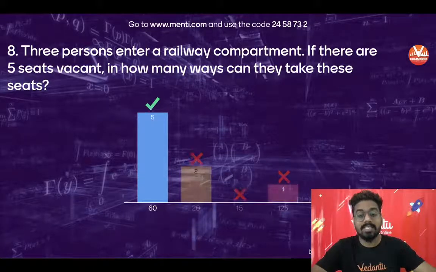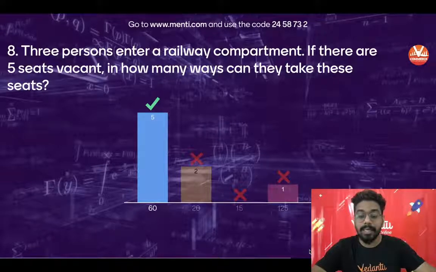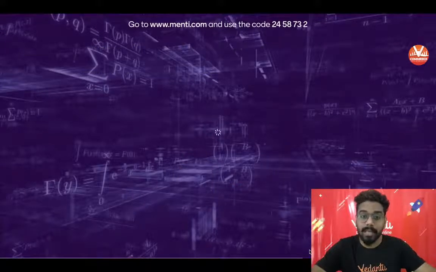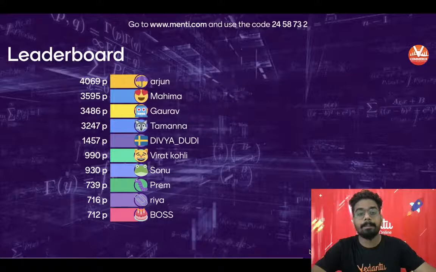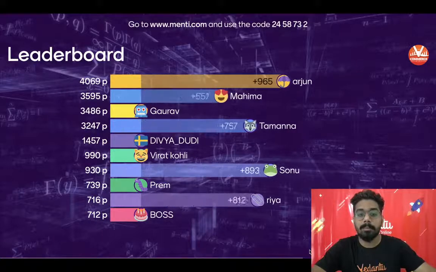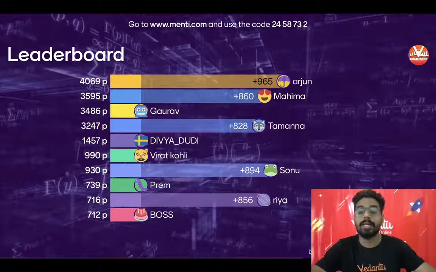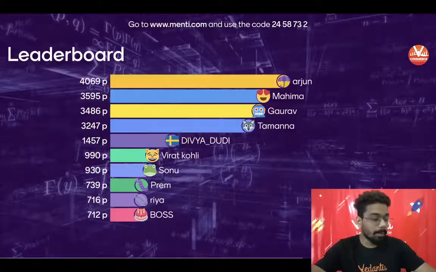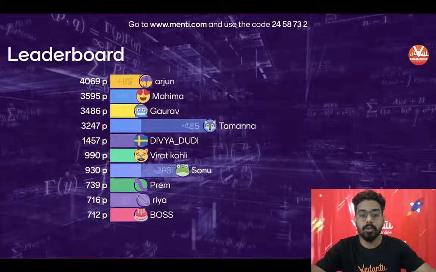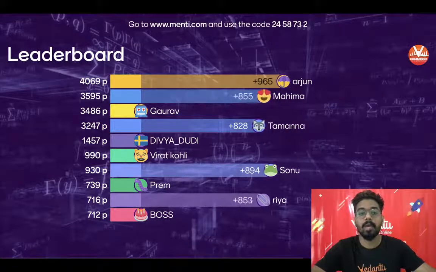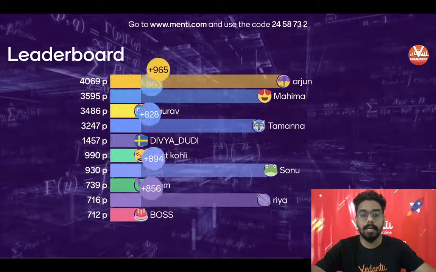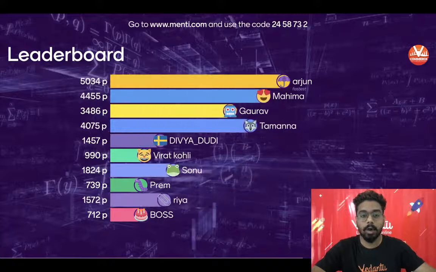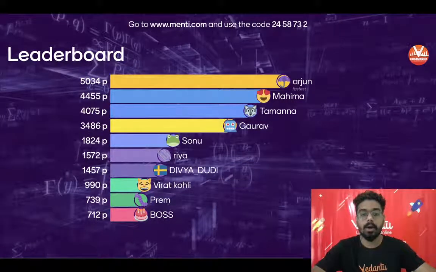So the correct answer is given by 5 of you. That's really great that out of 8, 5 people are correct. So who has given the right answer? Arjun, Mahima, Tamanna, Sonu and Riya. Before we jump on to the next one, let me show the score again. Arjun, Mahima, Tamanna are at the top 3 and Gaurav at the 4th.